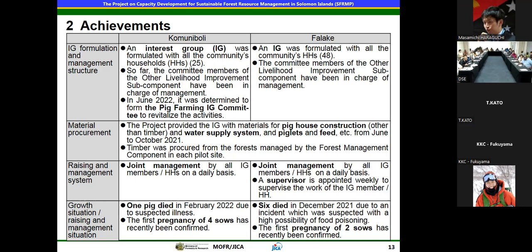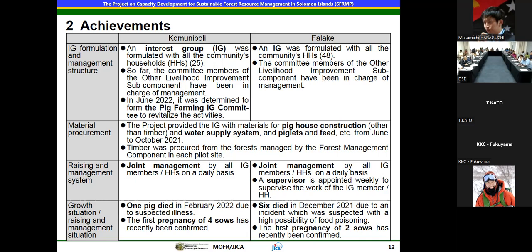For the raising and management system, joint management is engaged in by all members and households on a daily basis. Likewise for Falake, joint management by all IG members and households on a daily basis. A supervisor is appointed weekly to supervise the work of the IG members. So that's for Falake.